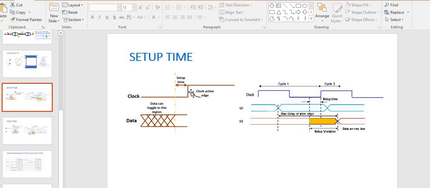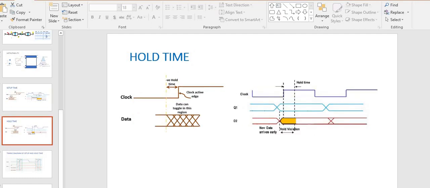Clock active edge. This is the hold time. The definition of hold time: after the rising edge of the clock, the data should be stable; that is called hold time. We know that before the rising edge is called setup time, and after the rising edge is called hold time.